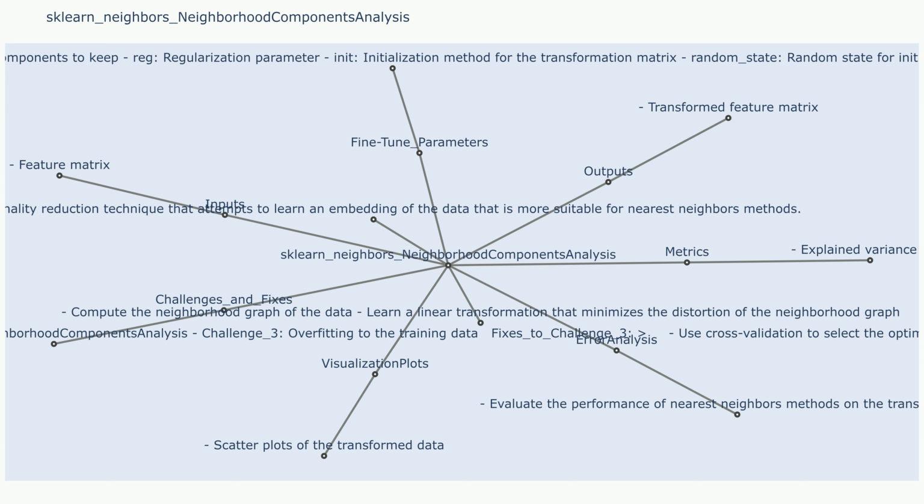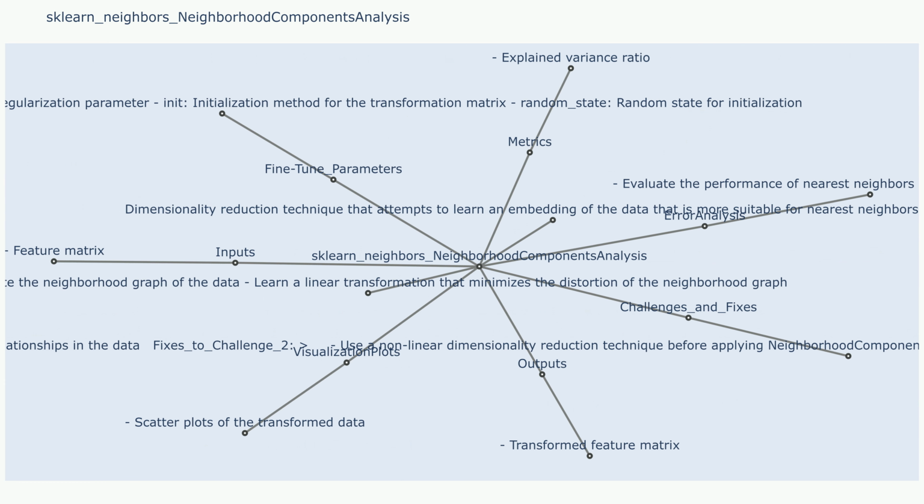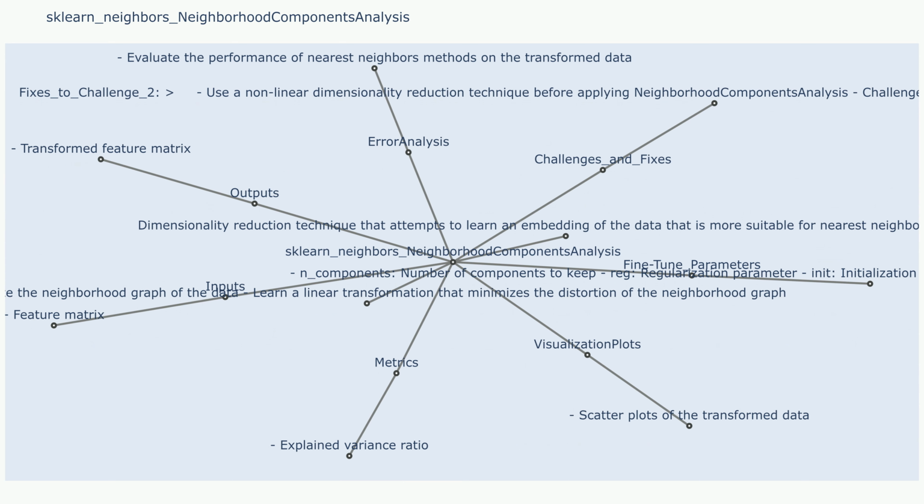Challenge 2: choosing the optimal number of components. n_components is crucial for balancing dimensionality reduction and accuracy. Sample use case that resulted in challenge 2: a very low value of n_components might lead to excessive data loss, while a very high value might not achieve significant dimensionality reduction. Fixes to challenge 2: reconstruction error. Monitor the reconstruction error as a function of n_components and choose the value that gives a good trade-off between dimensionality reduction and error.